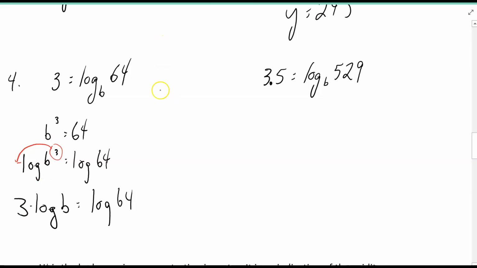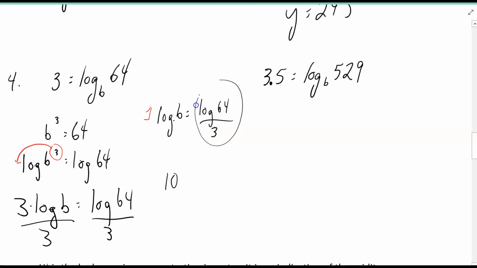Now we can divide the 3 because we cannot change to exponential form until we have a coefficient of 1. We're going to divide both sides by 3. And I get that log b equals log 64 divided by 3. And now I can go to exponential form because my coefficient here is 1. So the base is 10. The exponent is everything on this side. Log 64 over 3 equals b.